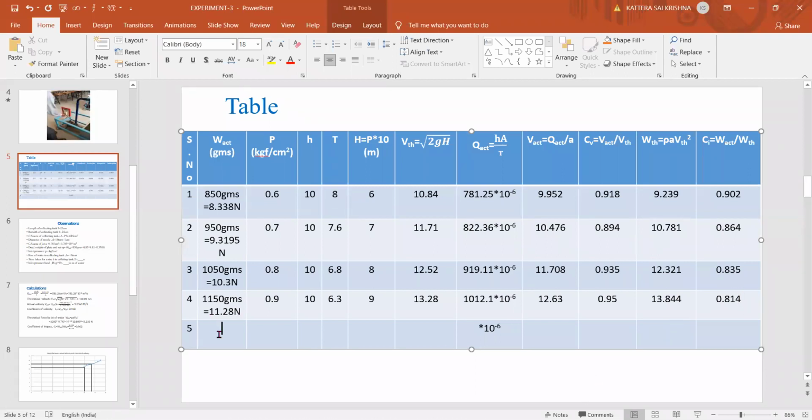Right. So we are left with the last reading. Again, we need to add 100 grams here. So it is 1250 grams. So in newtons, 12.262. 12.26. Is it 12.26, correct? Yes, sir. Your voice was not audible, that's why I'm asking again.